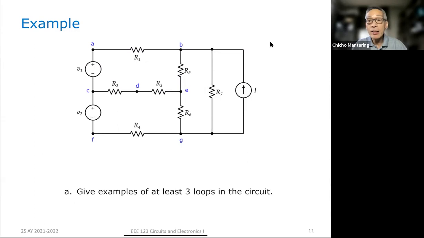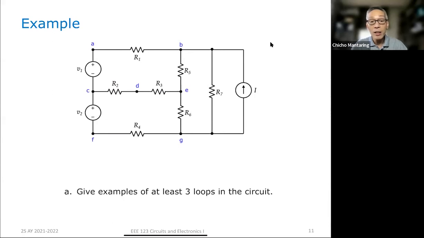Okay, let's take up loops. Give an example of 3 loops in a circuit. So what did we say a loop was? A loop was a path where the starting point and the ending point is the same, no? A path is a trace of adjacent elements without going through the same element twice, no? And if the starting point and the ending point are the same, you call that a loop.